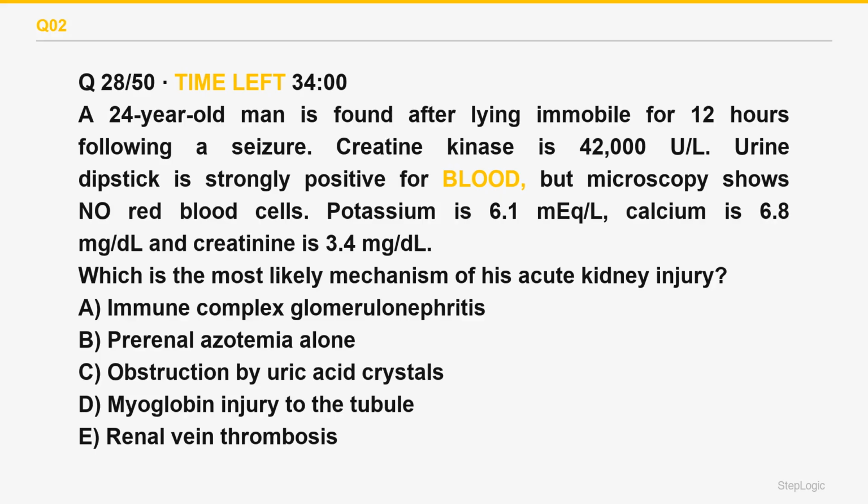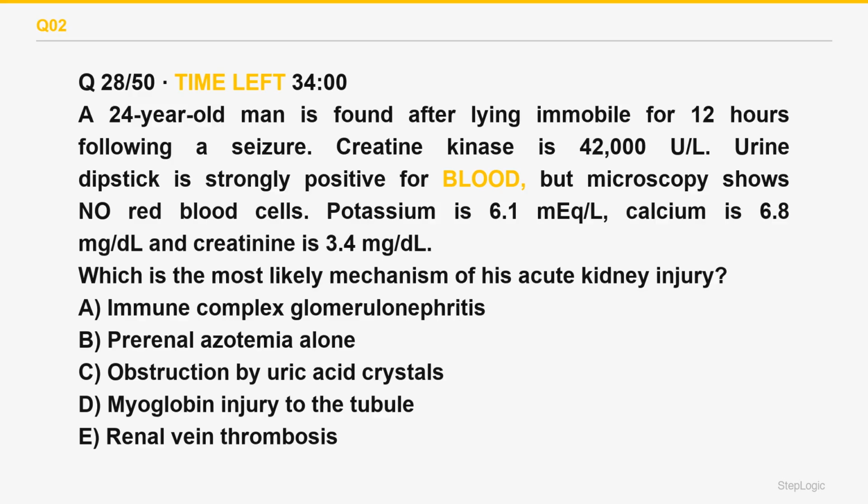What is the most likely mechanism of his acute kidney injury? A 24-year-old man is found after lying immobile for 12 hours following a seizure. Creatine kinase is 42,000 units per liter. Urine dipstick is strongly positive for blood, but microscopy shows no red blood cells. Potassium is 6.1 milliequivalents per liter, calcium is 6.8 milligrams per deciliter, and creatinine is 3.4 milligrams per deciliter.